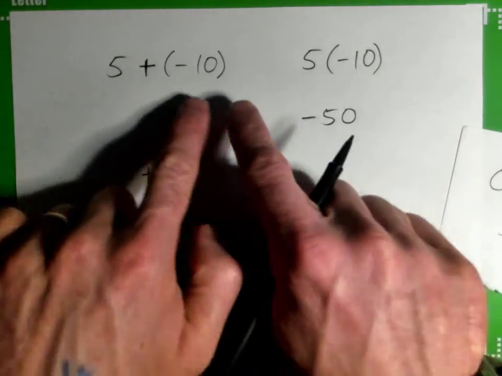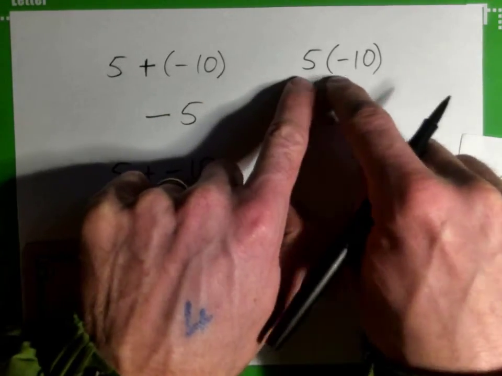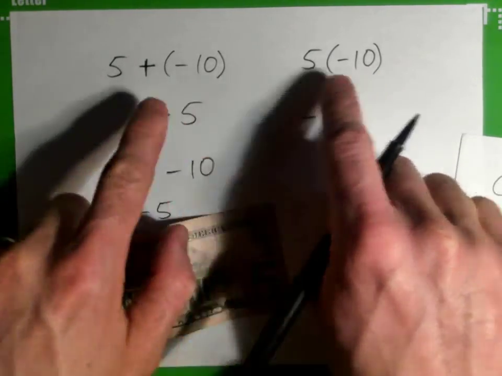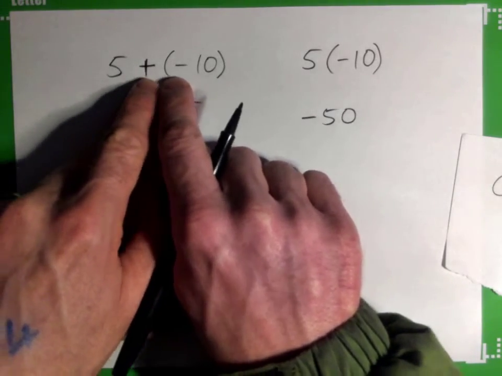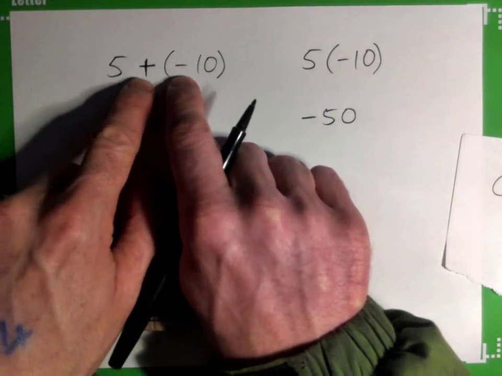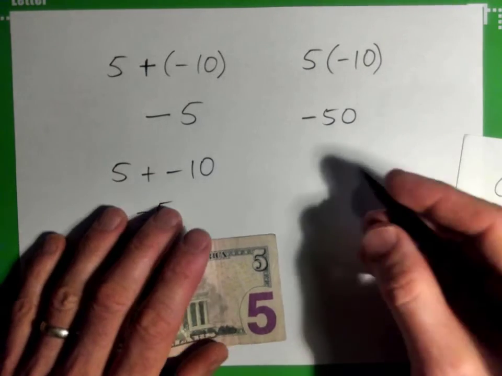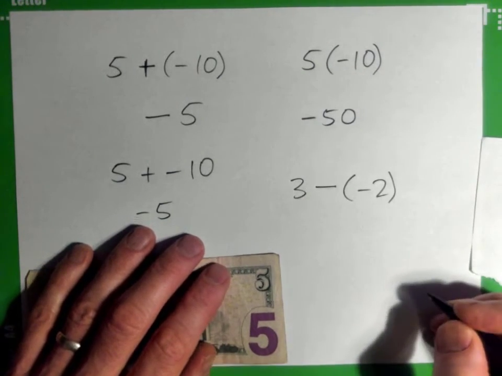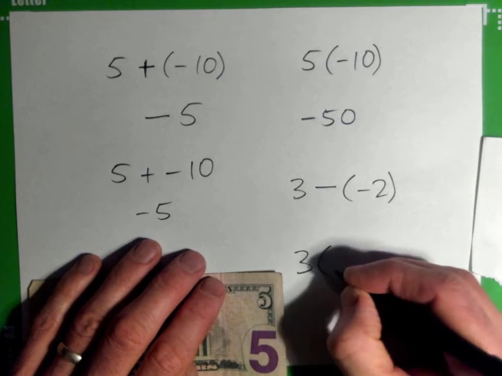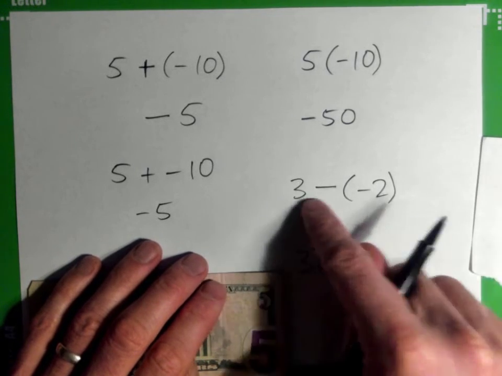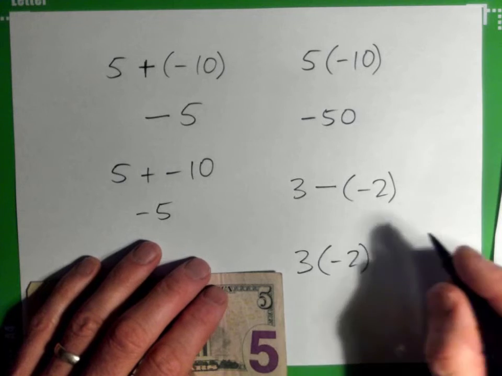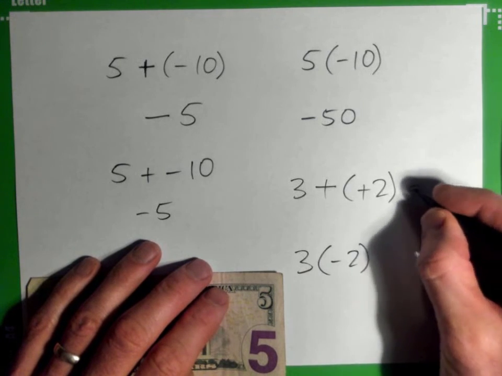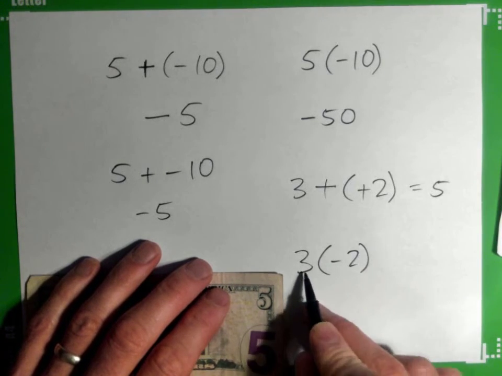When it's a number beside something, it means multiply. When it's separated by a plus or a negative, that's just add or subtract. So you might see something like 3 minus negative 2, which is different than 3 times negative 2. This is 3 minus negative 2. Negative makes plus plus, and so that's 5. Whereas in this case, it's 3 times negative 2, which is negative 6. All right?